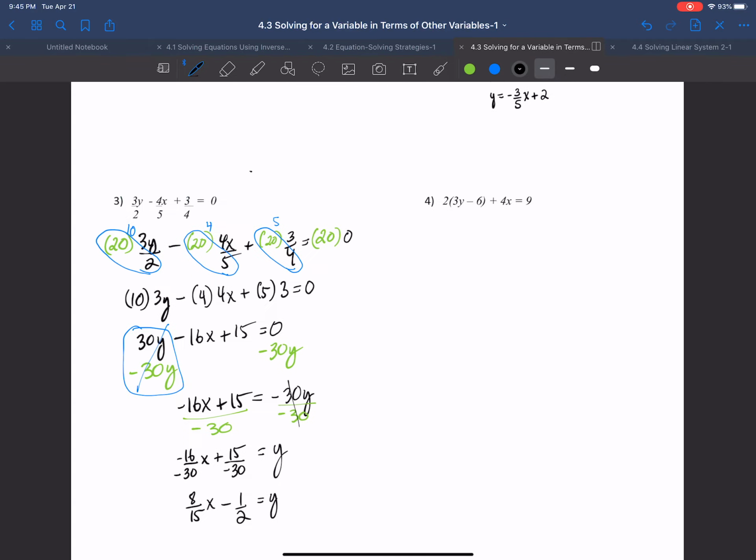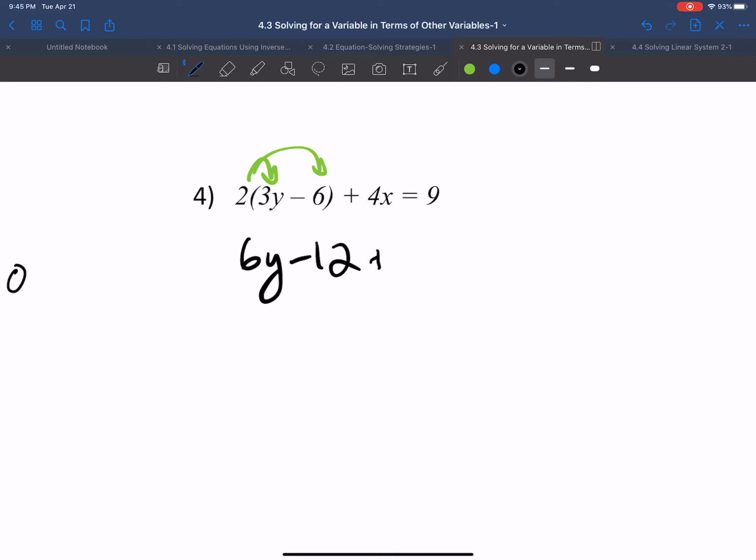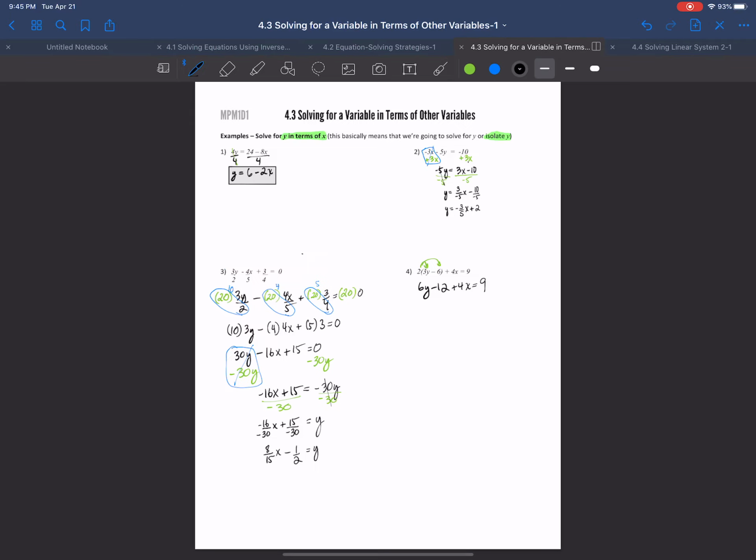All right, last one. So the complication here is we got some brackets. I'm going to get rid of that first. So we're going to multiply by distributing: 6y minus 12 plus 4x equals 9. And I want to get y by itself, I believe. Solving for y still, right? Yeah.